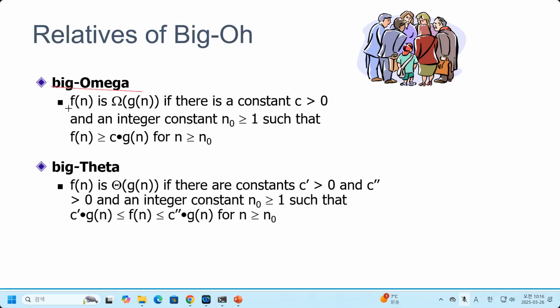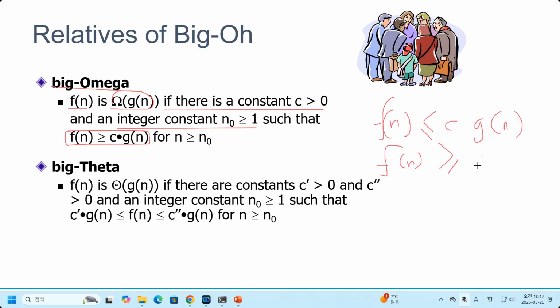Big omega means f(n) is omega of g(n) if there is a constant c greater than 0 and an integer constant n0 greater than or equal to 1 such that it holds. If you still remember big O, we have f(n) smaller than or equal to c g(n). For big omega, it is f(n) greater than or equal to c g(n).